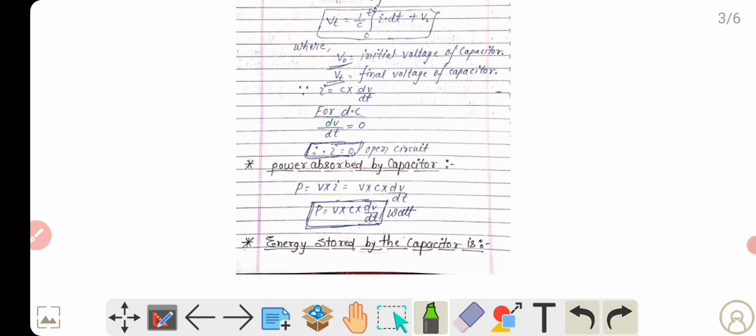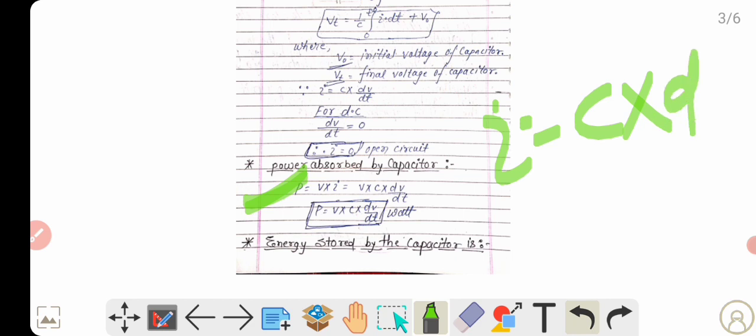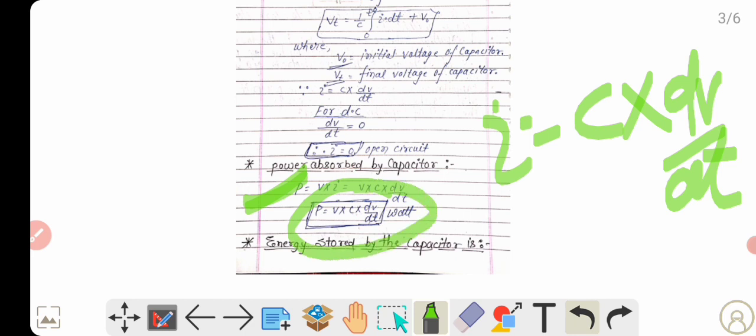Now my dear friends, if we want to calculate the amount of power absorbed by a capacitor, then as we know the power is P is equal to V into i, and here if we put the value of i, that is i is equal to C into dV by dt, then the whole equation becomes P is equal to VC into dV by dt watt.